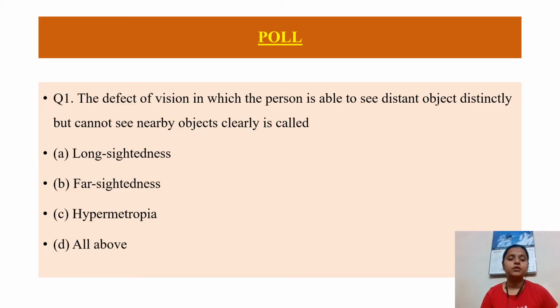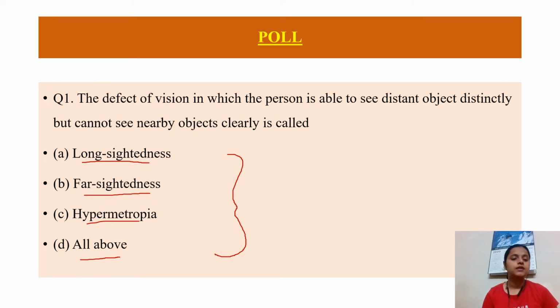Yes, so there is a question for you. The defect of vision in which the person is able to see distant objects clearly but cannot see nearby objects clearly is called. I have four options for you and I want you to choose one option. First option is long-sightedness, second is far-sightedness, third is hypermetropia, and fourth is all of the above. So kindly write down your answer in the chat box.